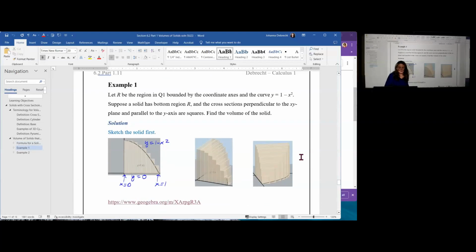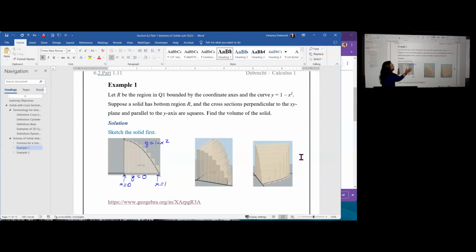In this example, we have a region in quadrant 1 bounded by the coordinate axes, the x-axis and the y-axis, and the curve 1 minus x squared. You can see in the background here the shape. 1 minus x squared is a downward opening parabola, and we only see half of it since we're only interested in quadrant 1. Then we're going to slice this region along the x-axis between 0 and 1 into multiple slices. Each slice will have a width of dx.